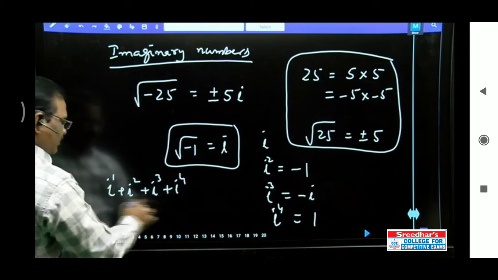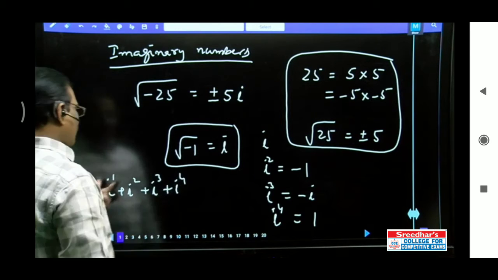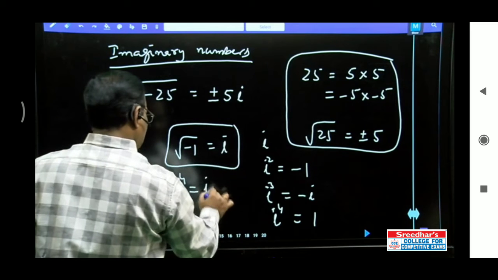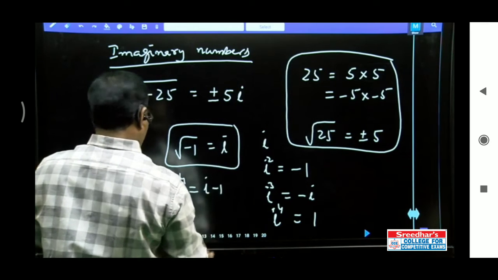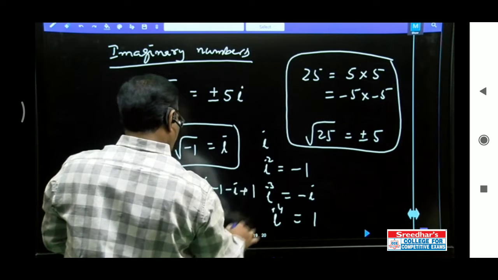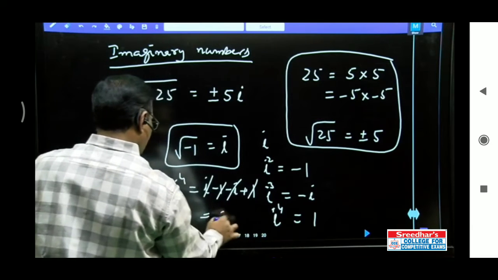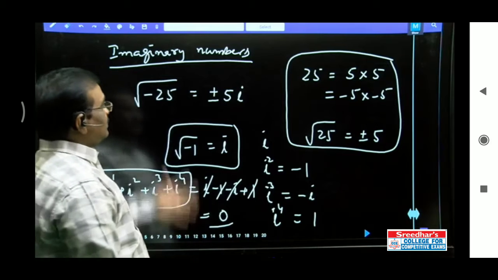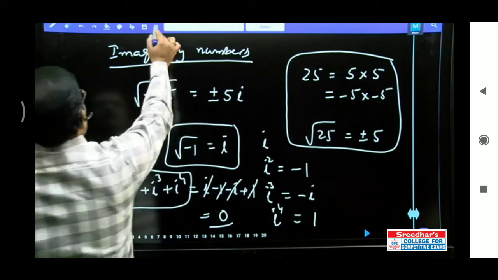The sum of 4 consecutive powers of i is always 0. i power 1 is i, i square is -1, and i cube is minus i. And i power 4 is 1. Therefore i gets cancelled, -1 plus 1 gets cancelled, therefore 0. The sum of 4 consecutive powers of i is always 0. This is imaginary.